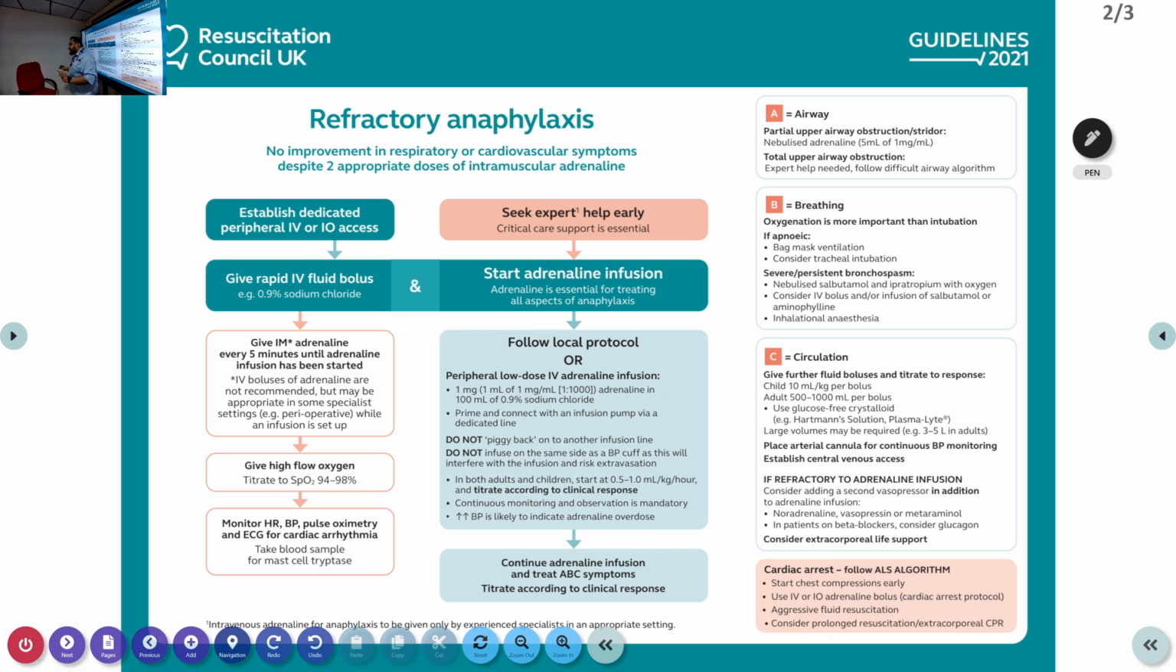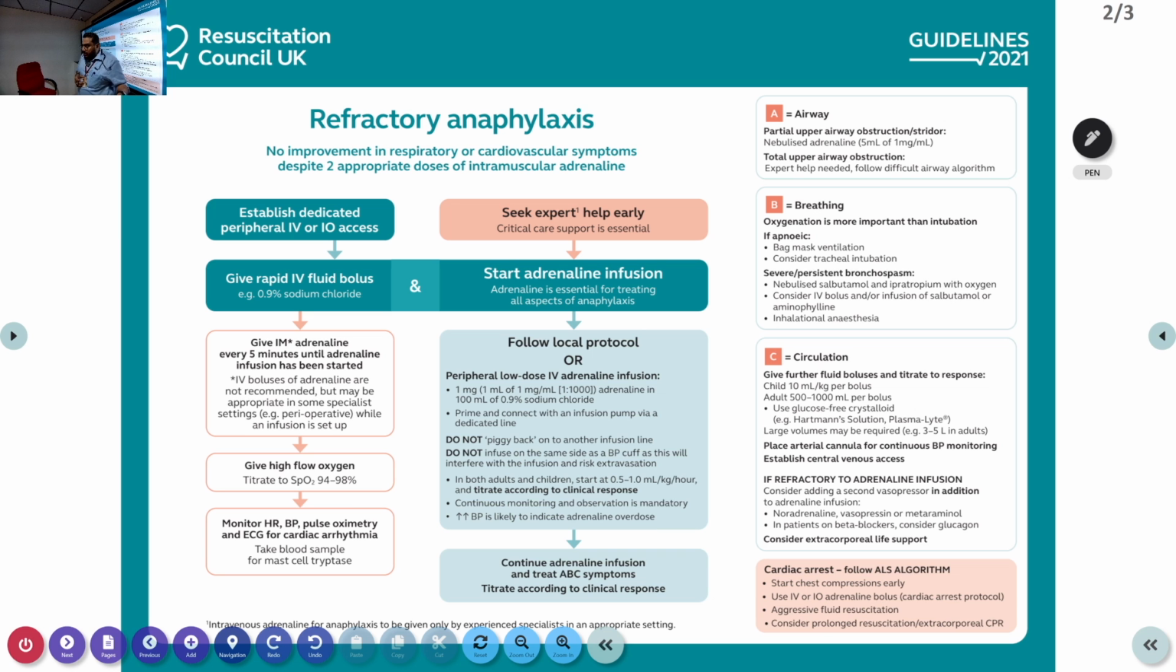Depending upon the clinical response, you titrate the adrenaline infusion. If the heart rate is going up and BP is going up, you decrease. If there is no effective response, you increase the rate of adrenaline infusion. The next thing is that if the patient is still persisting to have problems, you can add on a second agent like noradrenaline or vasopressin.